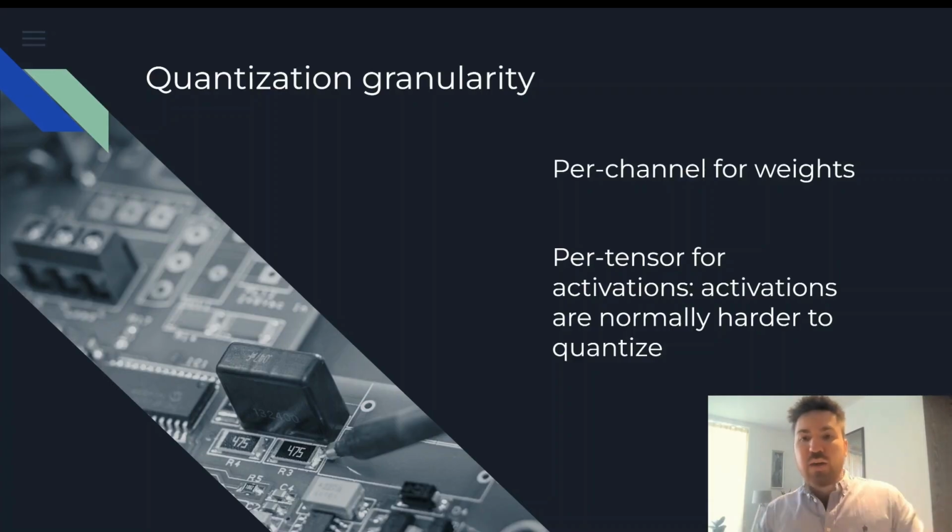Okay, last thing is quantization granularity, because in theory you could quantize a tensor either on a per channel basis or on a per tensor basis. Now, it turns out that for weights, we can quantize them on a per channel basis, and that's widely supported in hardware. I've never actually seen a case where that wasn't supported in hardware.